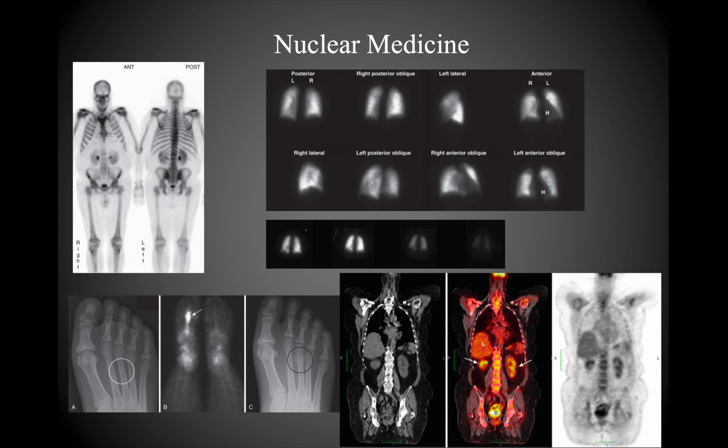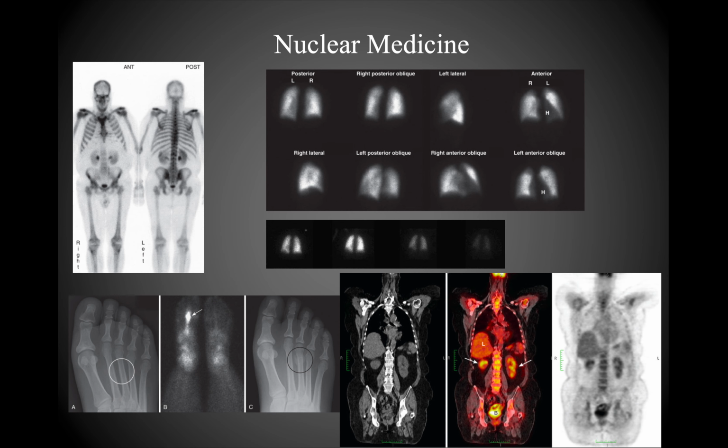Just looking at what we have up here, you can see a couple of different types of nuclear medicine-based images. In the upper left-hand corner, the white images that you see there are representative of bone scans. Right below that, on the bottom left-hand side, you can see three foot images. The two on the outside are going to be X-rays. The one in the middle is a bone scan.